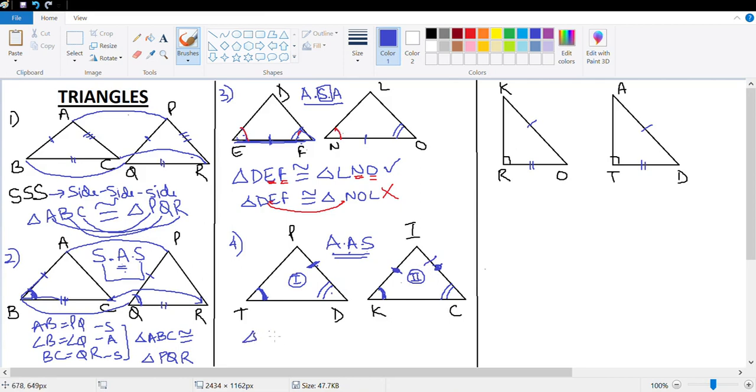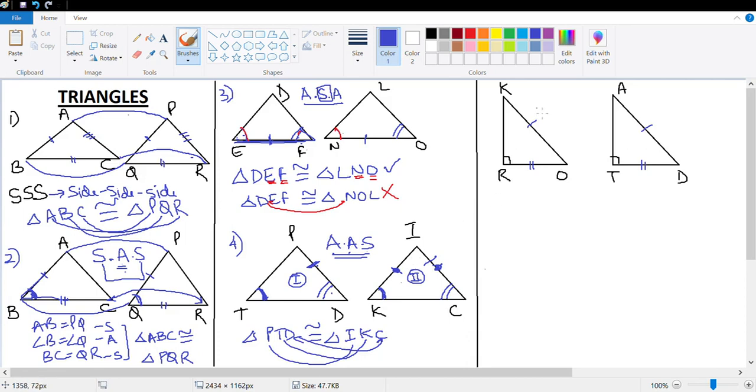So now this is triangle PTD is congruent to triangle I K C; P corresponds to I, T corresponds to K, and D corresponds to C. That's why correspondence is extremely important in your exam. In case the correspondence is not correct, you do not get full marks.